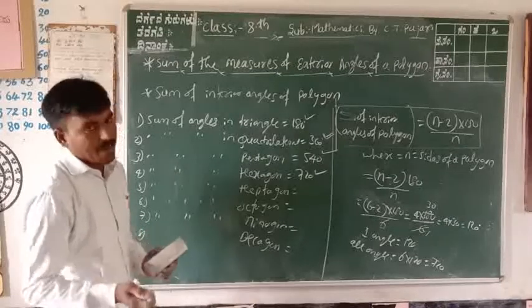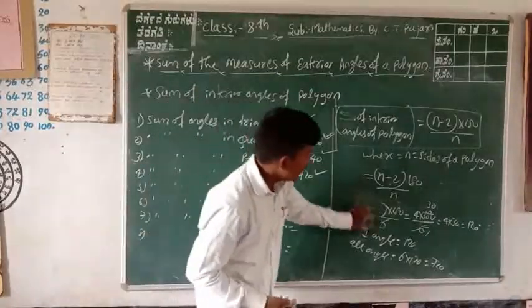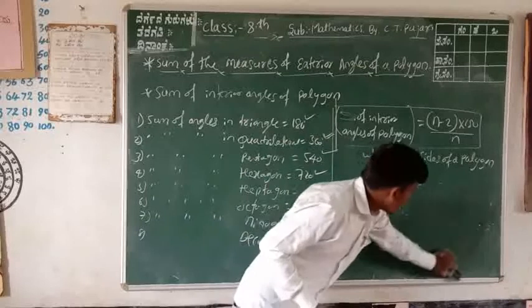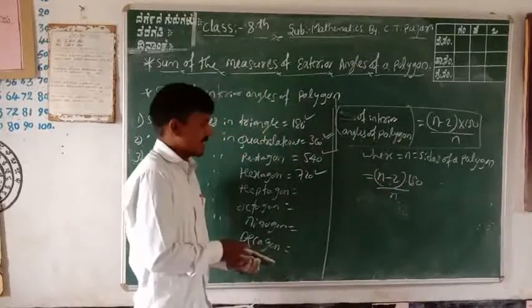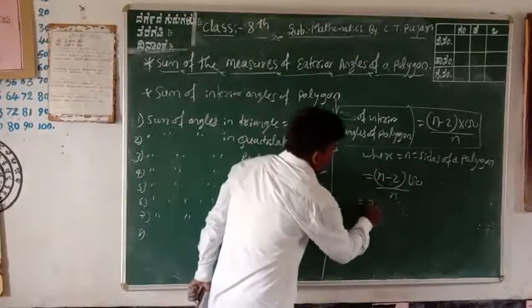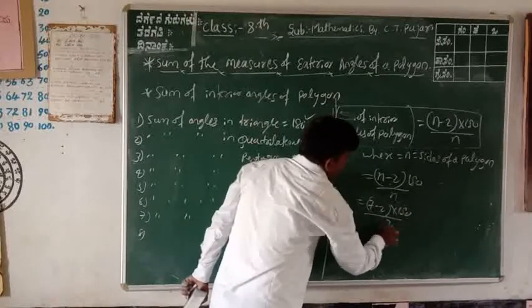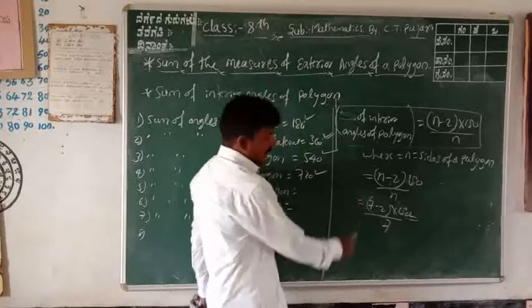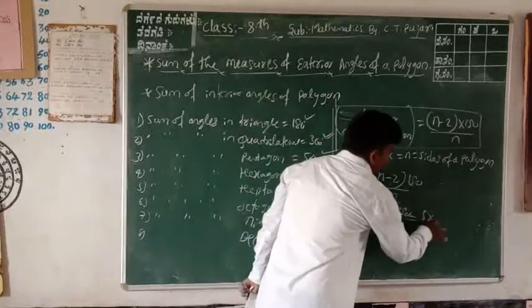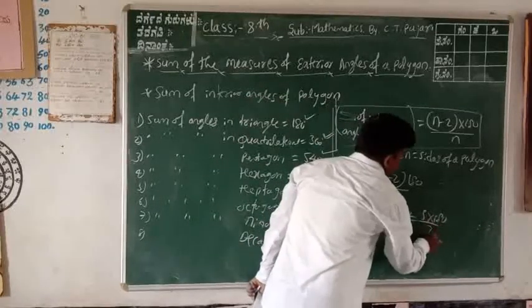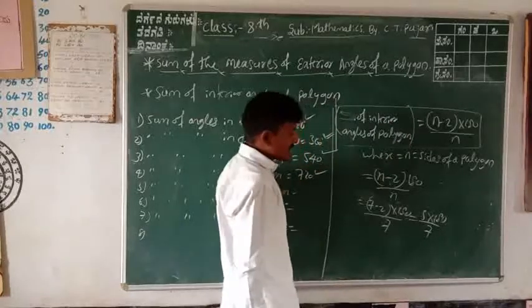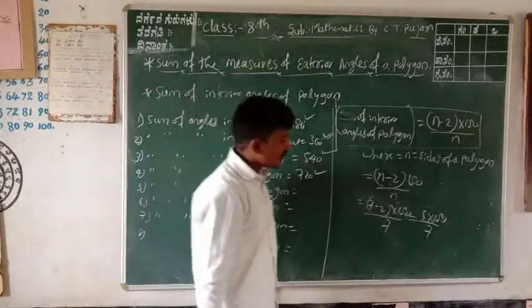Heptagon means 7 sides are here. Therefore, (7 minus 2) into 180 degrees divided by 7. 7 minus 2 is 5, so 5 into 180 degrees divided by 7.